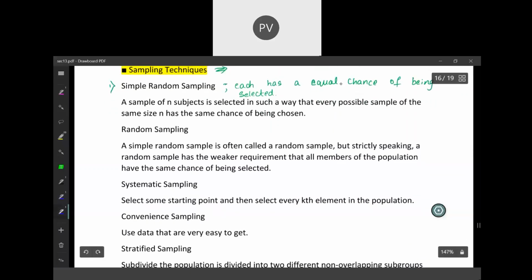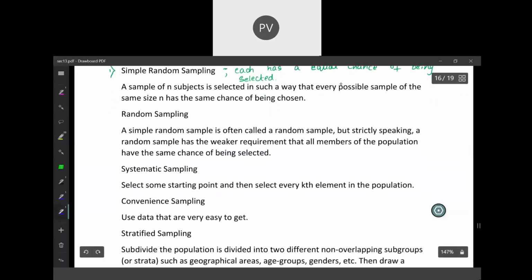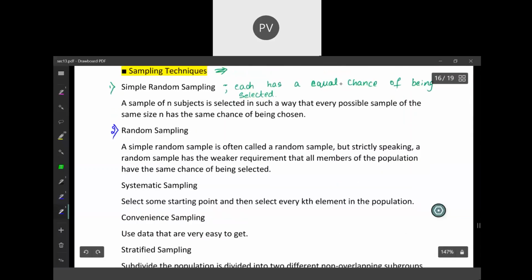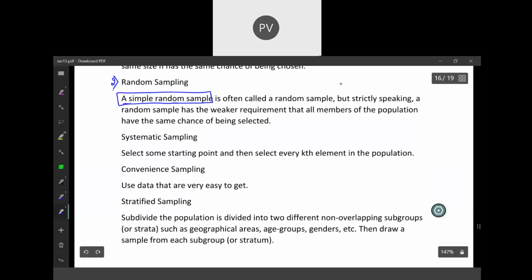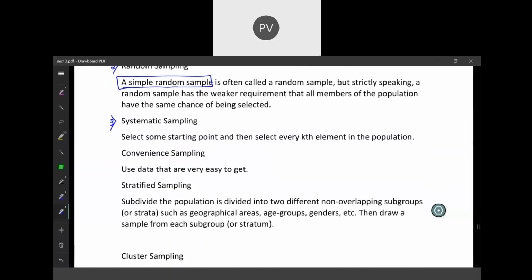Okay, that is called simple random sampling. Second type is random sampling. So random sampling is nothing but your simple random sampling. It is more of a simple random sampling. Okay. Now, third type, systematic sampling. That means you will start to choose your sample at some point. That will be your starting point. And then from there on, you will select every kth element in the population.